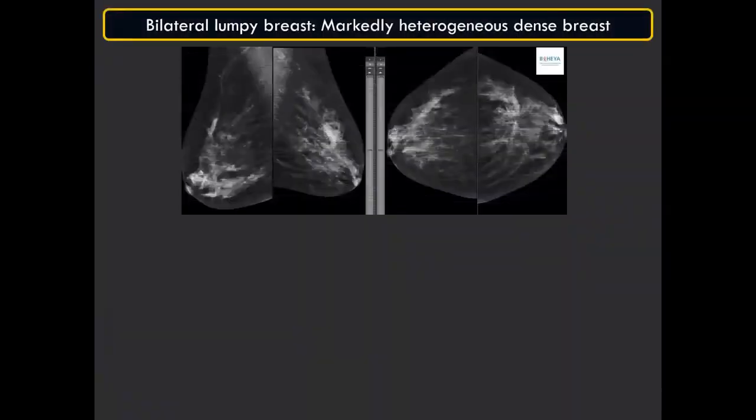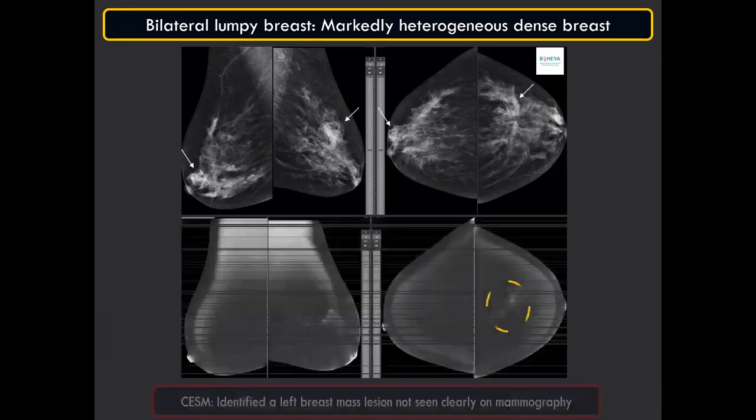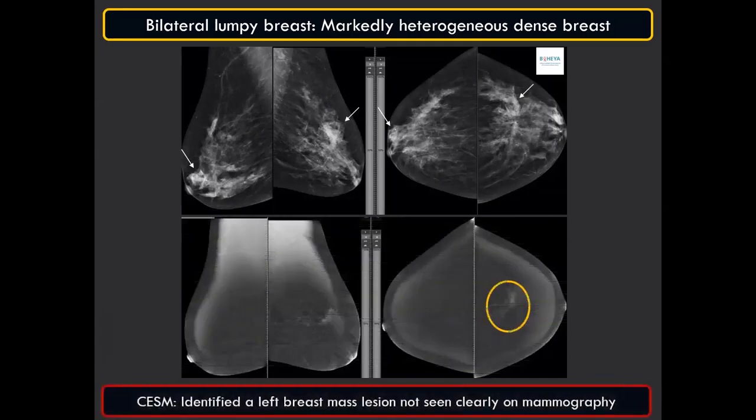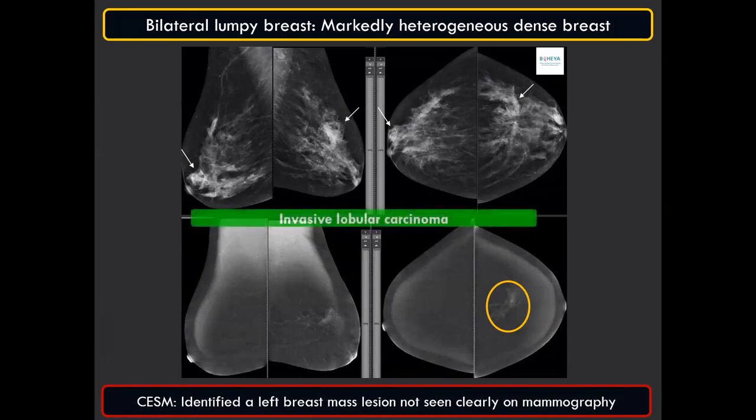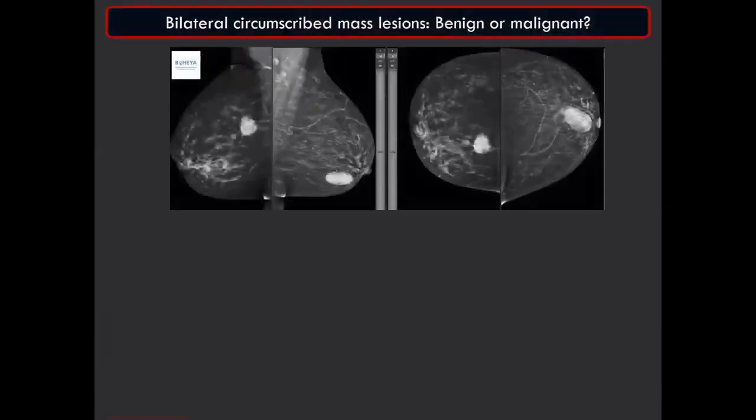This was a patient with bilateral lumpy breasts. She had a markedly heterogeneous dense breast parenchyma where we can pinpoint multiple areas of concern. The true area of concern is evidently seen on the contrast mammography, where we see this heterogeneously enhancing spiculated mass lesion seen on the mammography. A biopsy was taken, and this was an invasive lobular carcinoma.